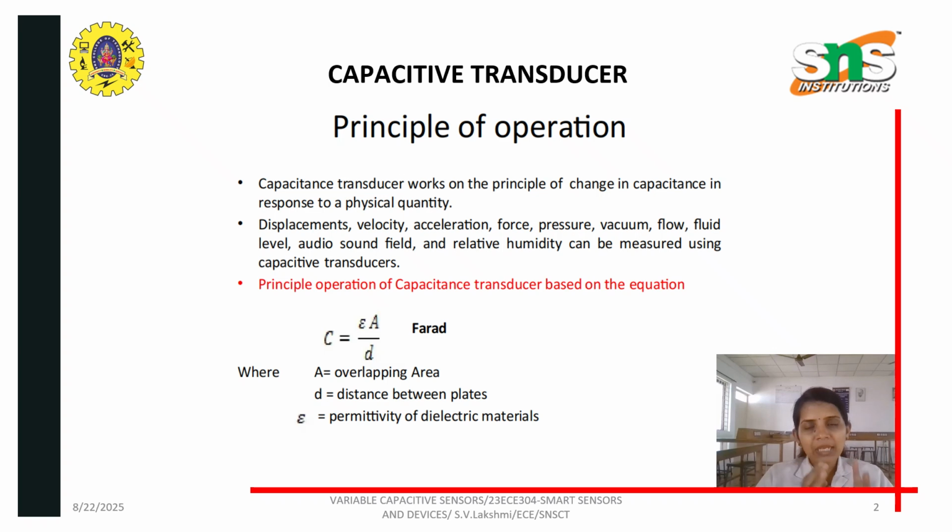This is mainly based on the equation C = εA/D Farad. Farad is the standard unit of capacitance, ε is the permittivity of the dielectric material, D is the distance between the plates, and A is the area.